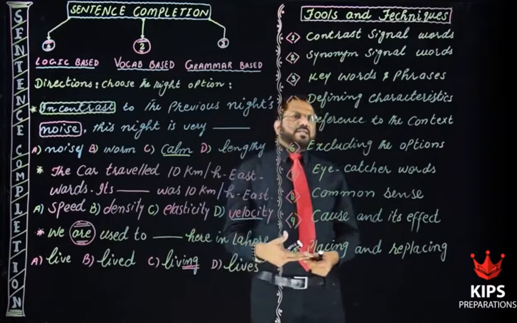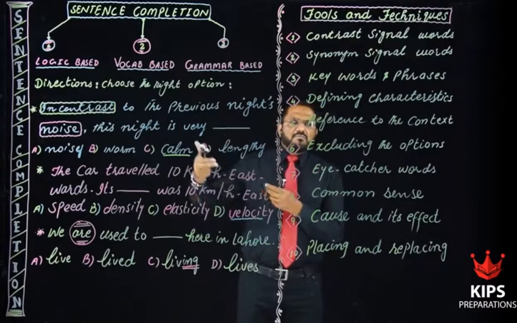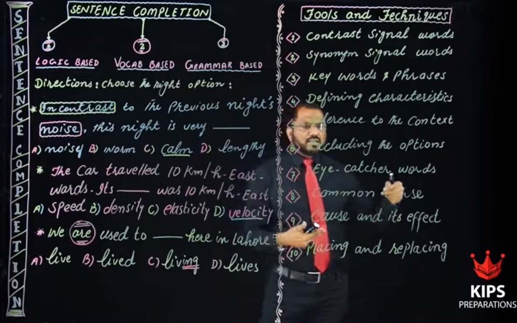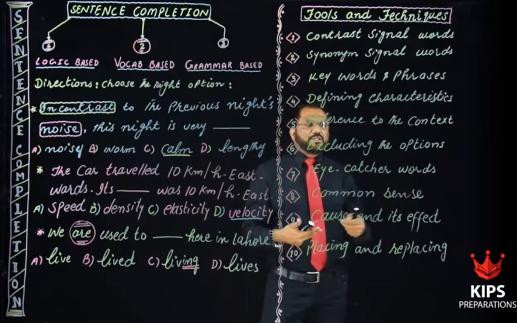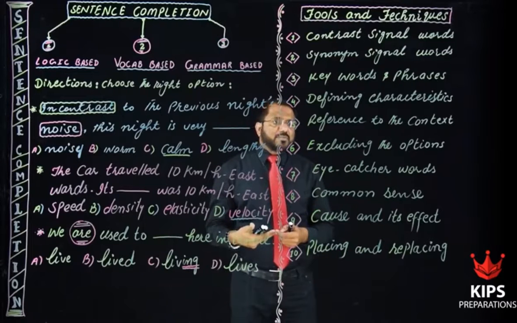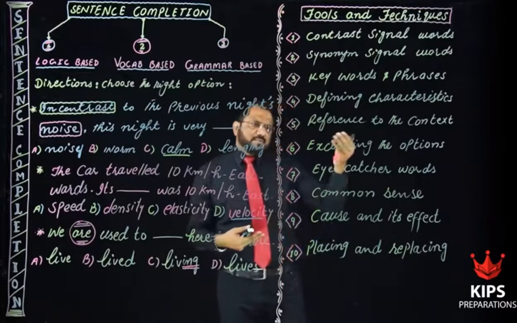The fourth type is defining characteristics. The way I explained it, I gave you the definition of velocity. A car traveled 10 kilometers per hour east. Its velocity was 10 kilometers per hour east. That was the definition of that word. We will discuss more examples.